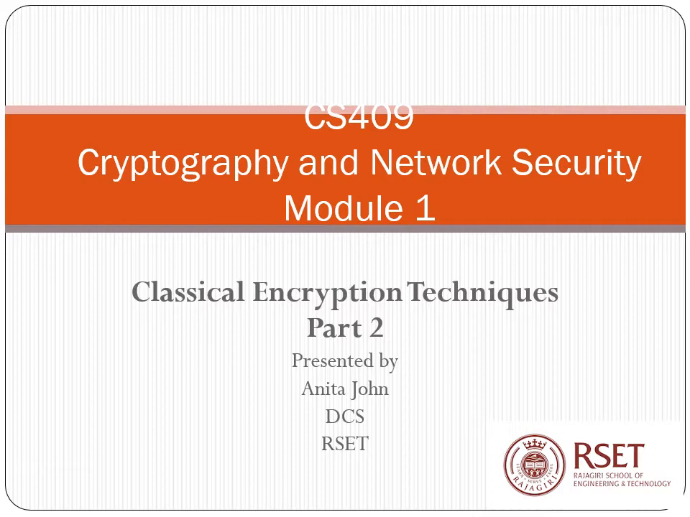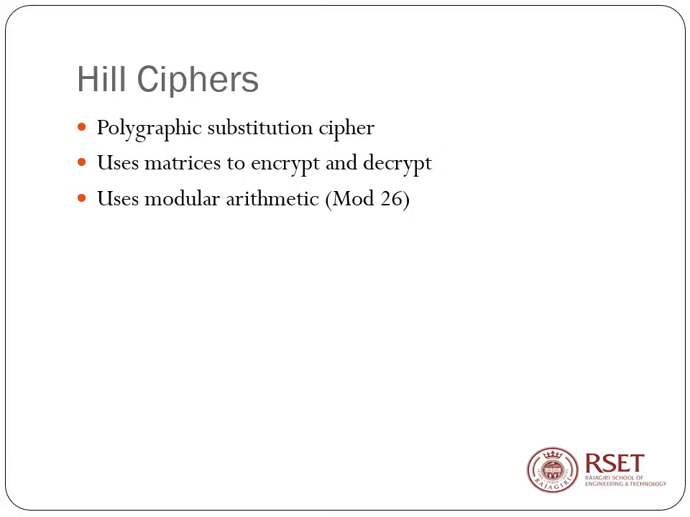We had already discussed in part 1 of the session some of the classical encryption techniques, that is the Caesar cipher, the monoalphabetic cipher, and Playfair cipher. In this session, we will be studying the rest of the substitution techniques, and we will also be discussing the transposition techniques in this part. Moving to the next cipher, Hill cipher.